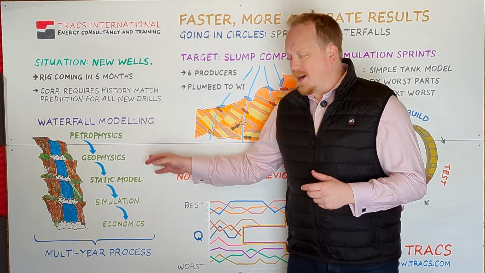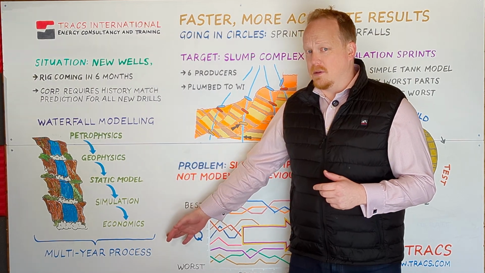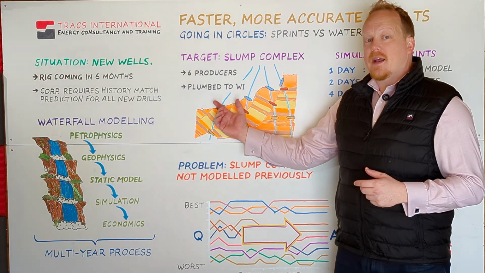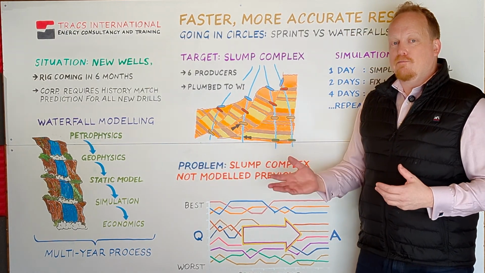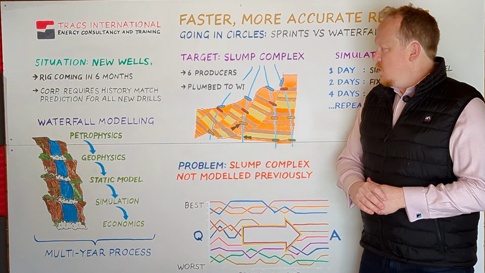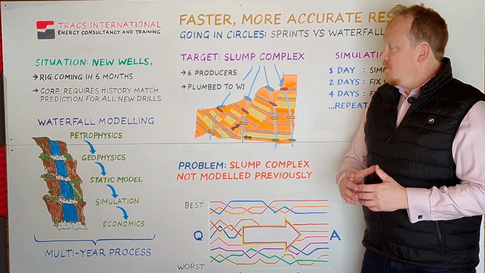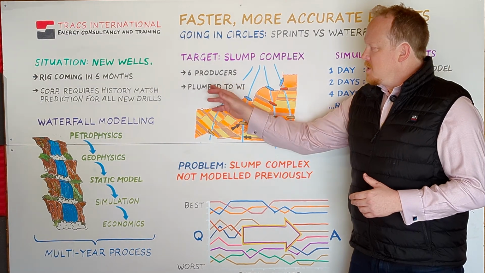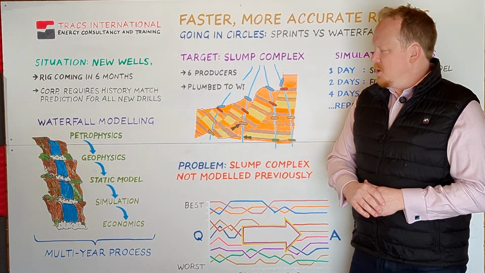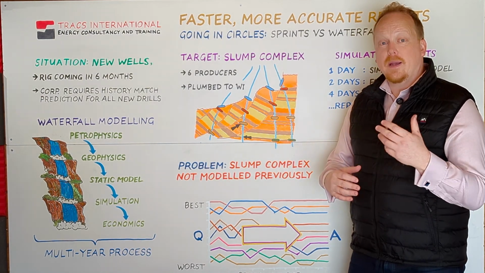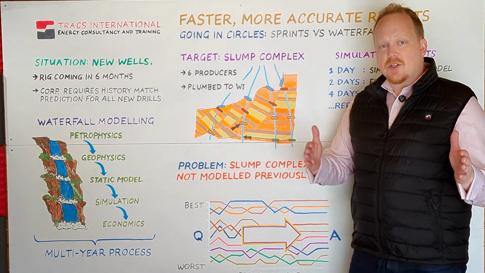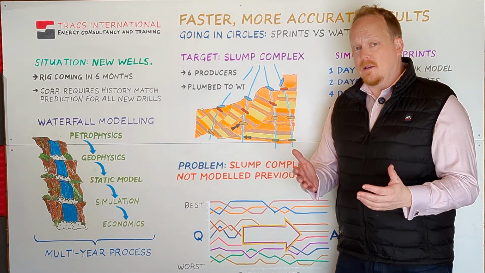The challenge was the last time we'd run through this process had taken a couple of years, and we were targeting an area of the field that had not been effectively modeled before because it was very difficult. A slump complex on the northwest corner of the field. We wanted to plumb 6 new producers in the area. There had been a couple of production wells in the slump complex. There had been a couple of injection wells, and really the story of connection between those was highly confusing.